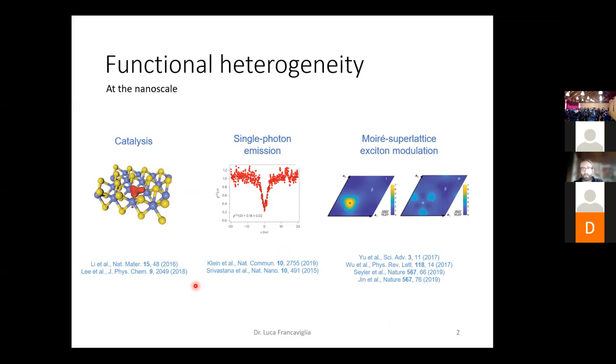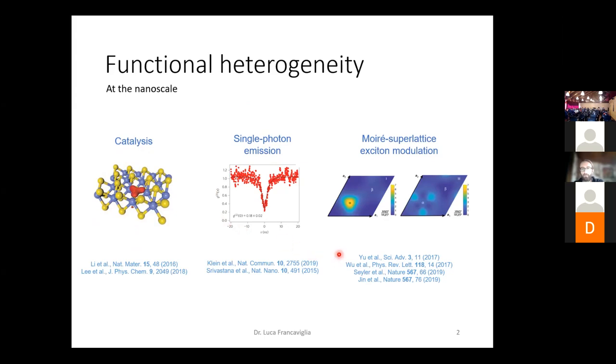But there is something quite important to keep in mind: with TMDs, we have a strong sensitivity to some form of heterogeneity. This can be, for instance, structural defects, and they can be useful if you want to do catalysis, just to give an example. Some other forms of defect can be used as single photon emitters, and this is great.